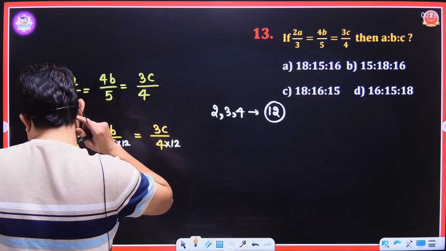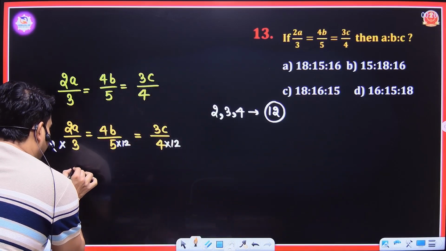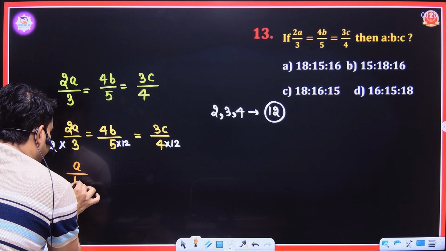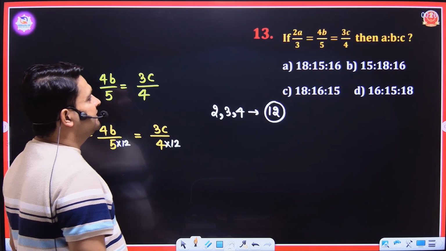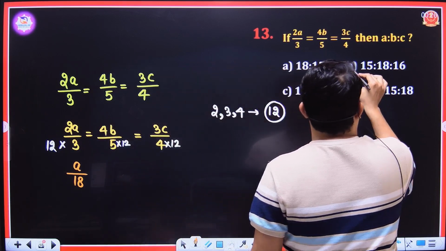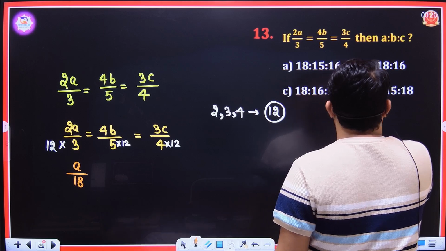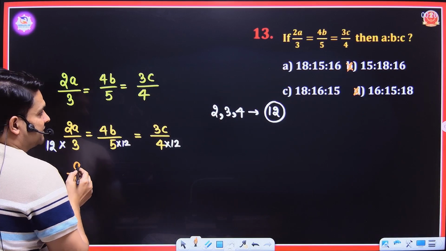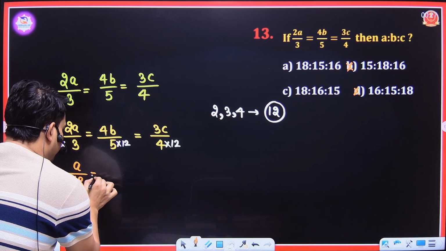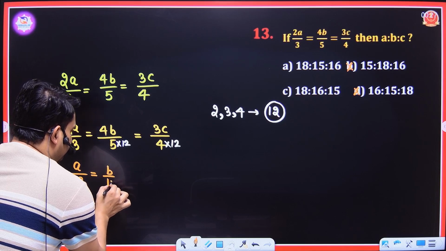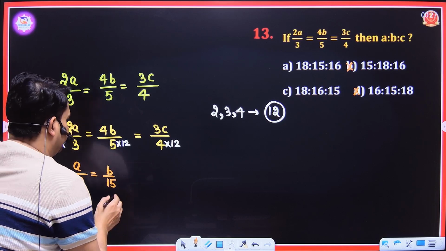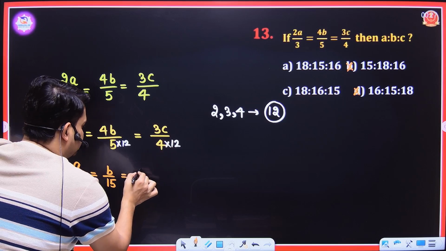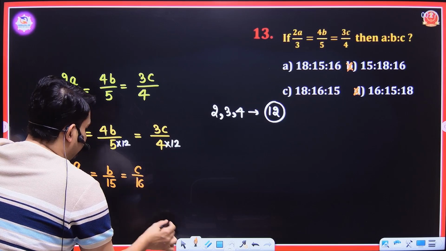Now see, I can write it as A upon 2 sixes are 12, and 6 threes are 18. So the value of A will be 18, but 18 is in options A and C, so we can easily eliminate two options. Now 4 threes are 12, and 5 threes are 15. Next number will be 15, B upon 15. Now we have a particular option, that is option number A. Now 3 fours are 12, 4 fours are 16, so C upon 16. See, 18, 15, 16.